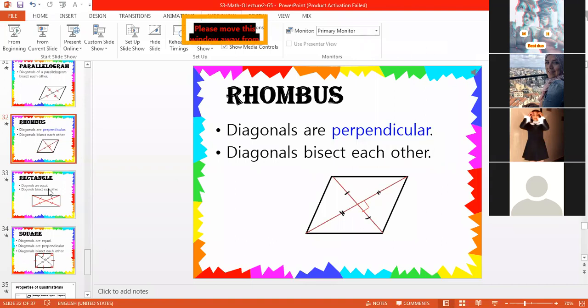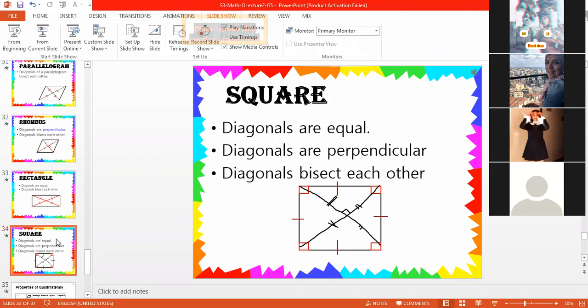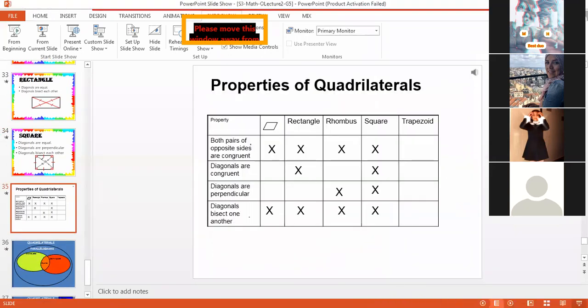Yalla, now let us see the rectangle. The diagonals of the rectangle are equal and bisect each other. Okay? What about the square? The square has everything. The diagonals are equal, the diagonals are perpendicular, and the diagonals bisect each other. Okay. Did you study them? Yes. Let us try to do it.